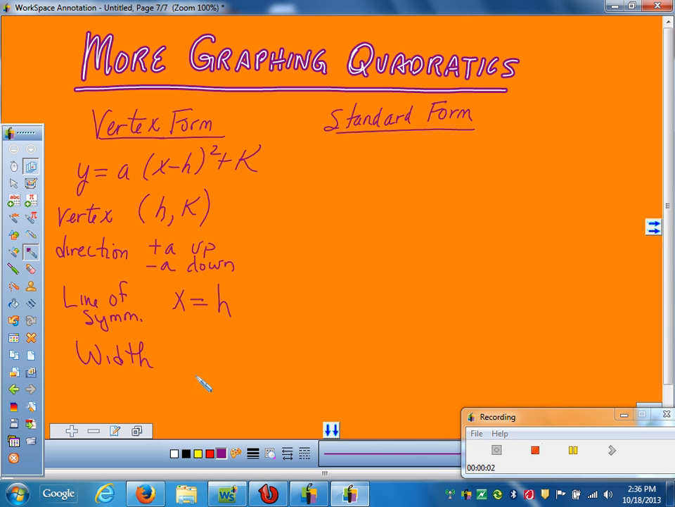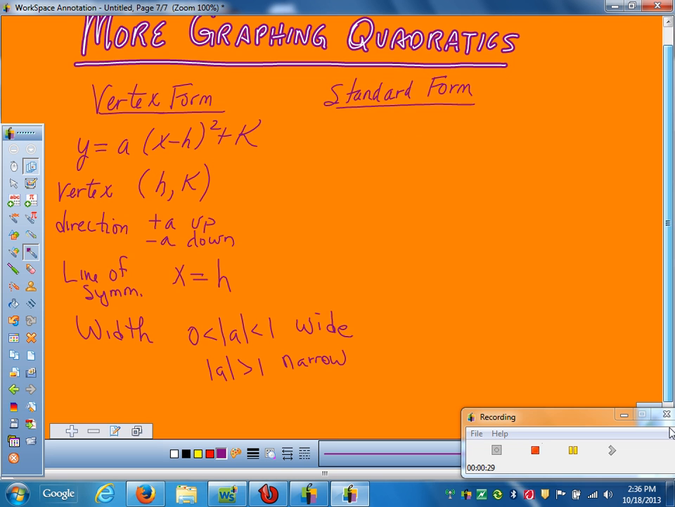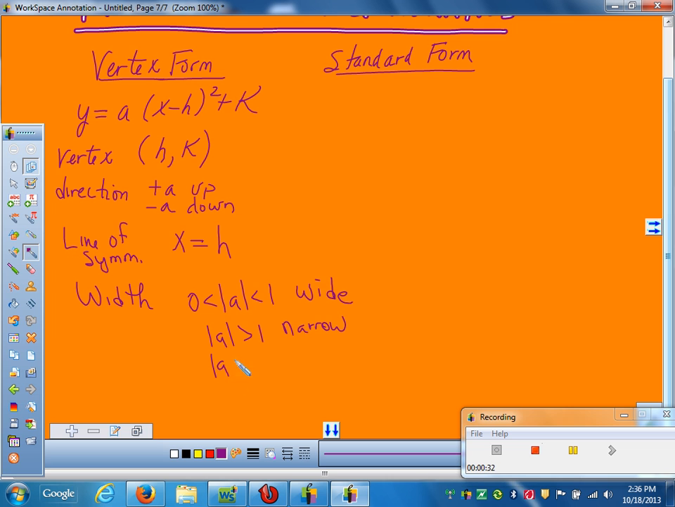I'm going to reverse it on you, mix it up. What if the width falls between 0 and 1, if it's a fraction between 0 and 1? Is it going to be wide, narrow, or normal? It's going to be wide. Okay, if the width is a number greater than 1, it's going to be narrow. And if it equals exactly 1, it is normal.